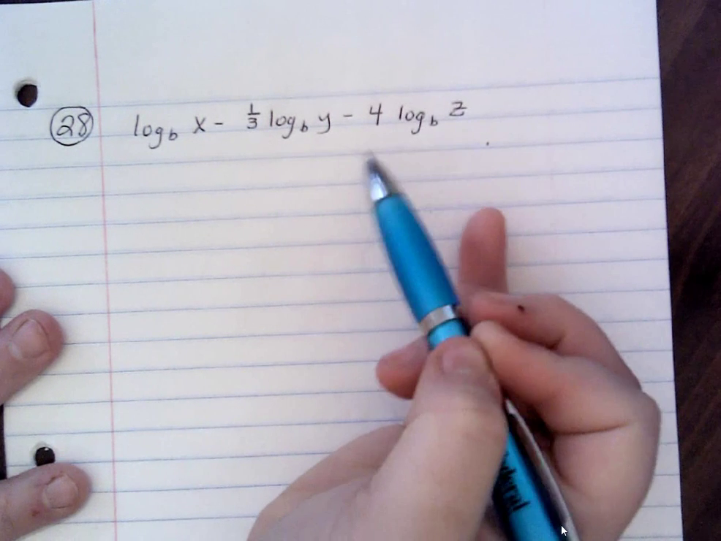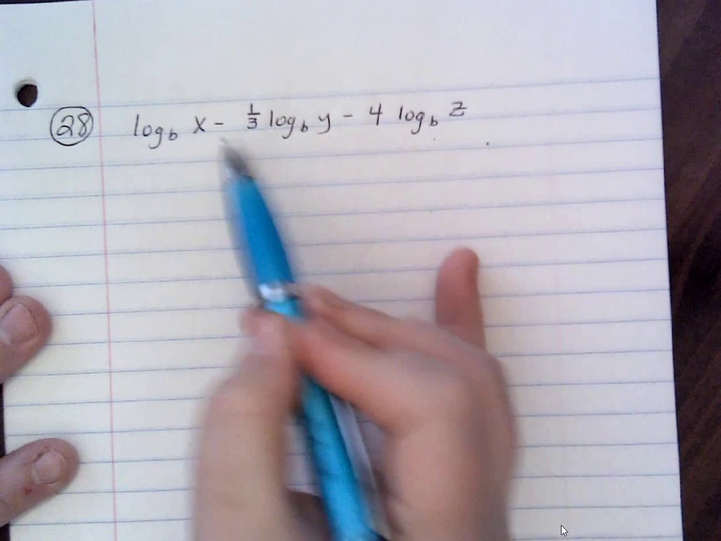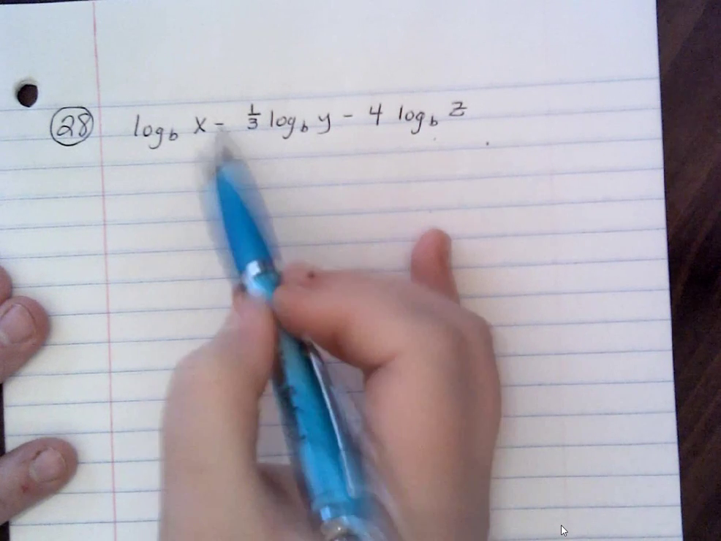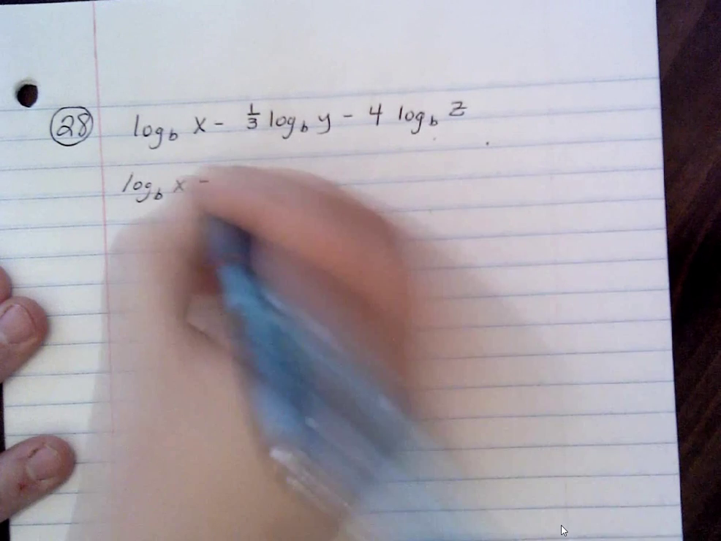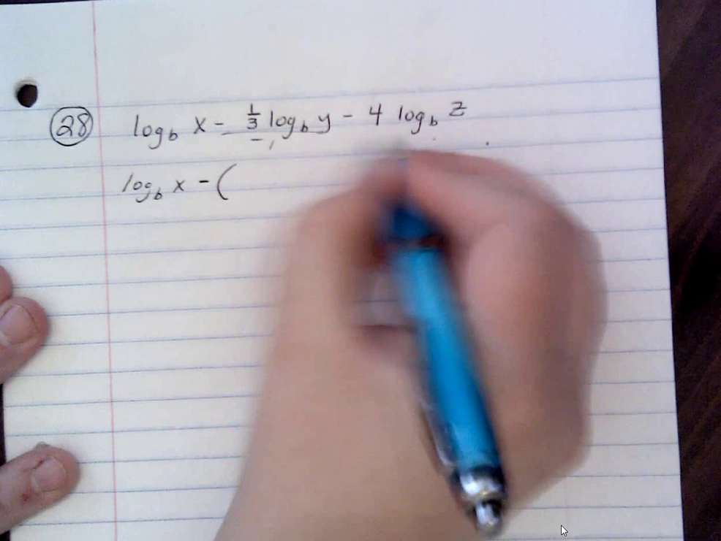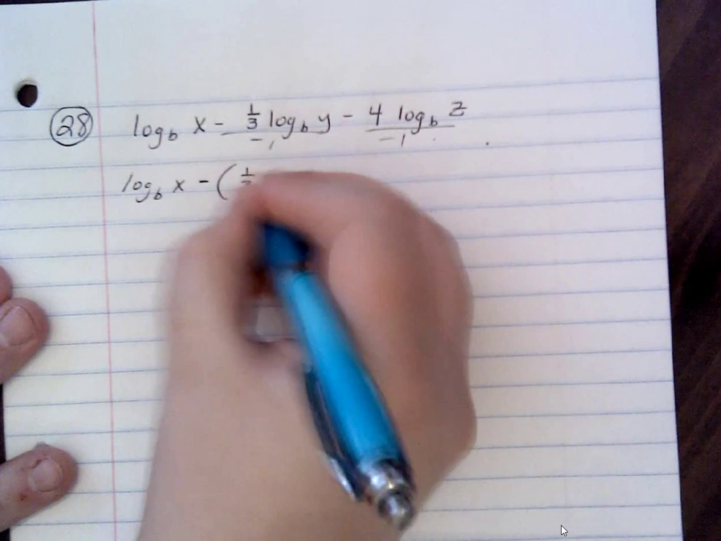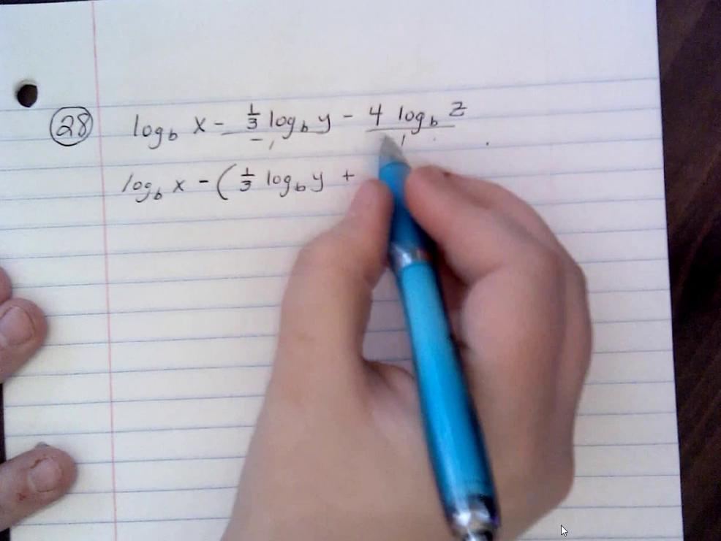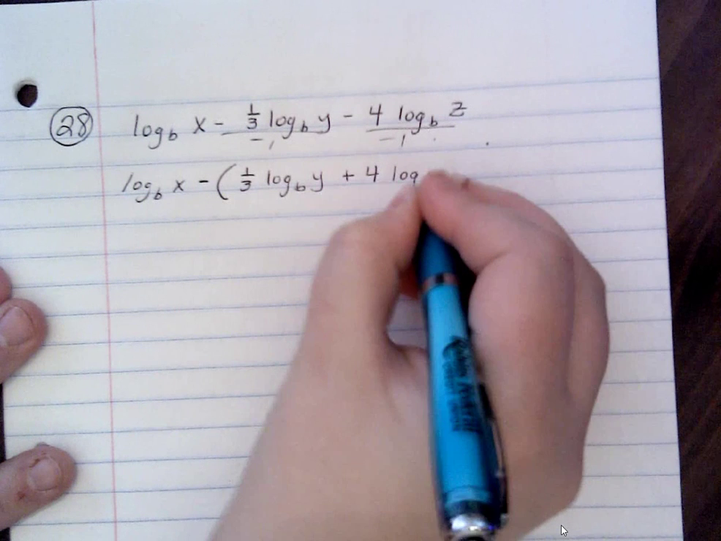Notice what we can do is in these last two terms, since this one is subtraction, we can go ahead and factor out that negative. When we do that, we will get a negative on the outside, and then we'll divide each of these by a -1. That's how you're factoring that out. So you get 1 over 3 log b of y plus, because a negative divided by a negative is a positive, 4 log b of z.